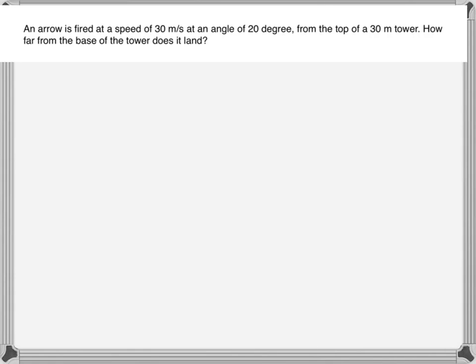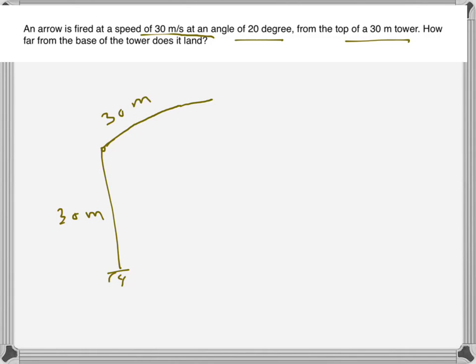The problem says an arrow is fired at a speed of 30 meters per second at an angle of 20 degrees from the top of a 30-meter tower. So from here, which is a 30-meter high tower, an arrow is fired at an angle of 20 degrees and the velocity is 30 meters per second. Let's say this is 20 degrees with the horizontal, and then the flight will go like this and finally it will come down here.